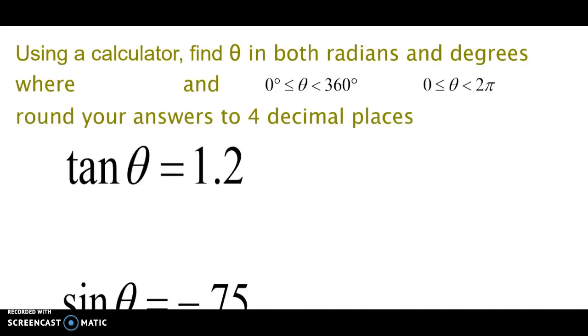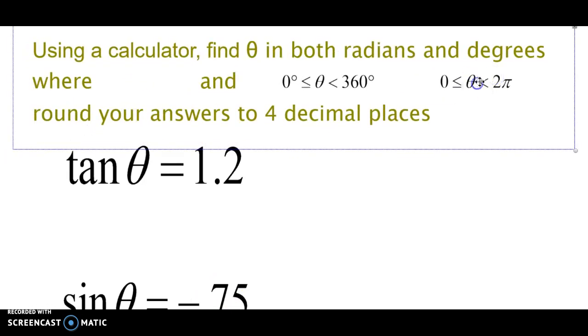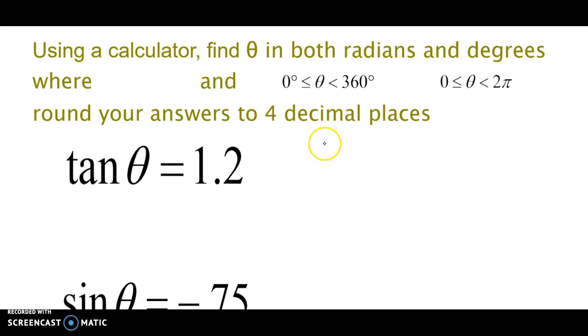All right, very similar. Using a calculator now, I'd like you to find theta in both radians and degrees and round your answers to 4 decimal places. Okay, don't forget now, these were the ones where, when you use your calculator, such as for inverse tangent of 1.2, you might get one answer, but it's possible that you might have another answer as well. So go ahead, put me on pause. Let's see what you got.